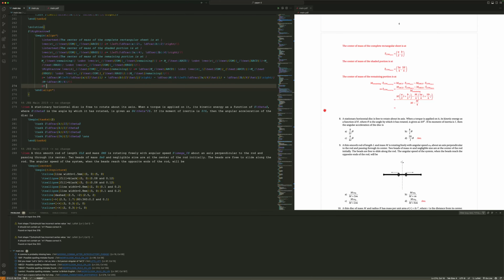Or should I? I'm confused. Let's see. Here it's 3m by 4. So the denominator is sorted out. Now we have to fix the numerator. So let's defrag.